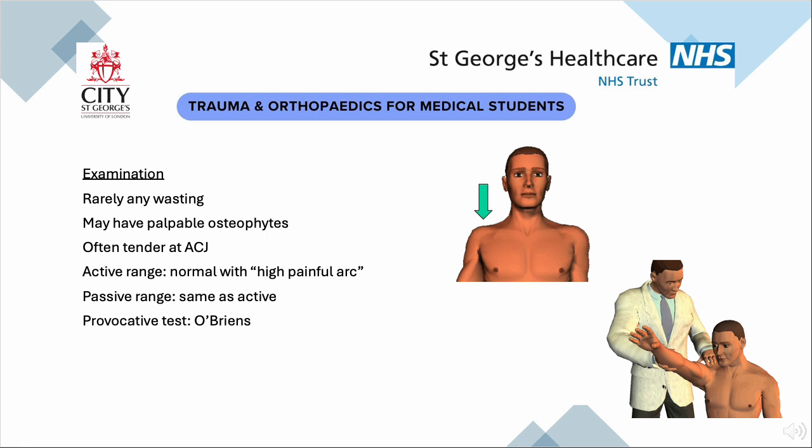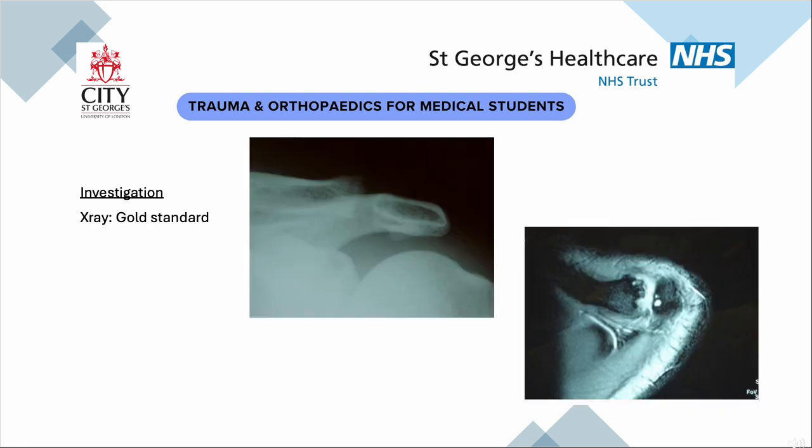There is a test for the AC joint, which is classically the O'Brien: sticking the hand straight out in front, turning the thumb down, pushing up when the examiner pushes down, and that should reproduce pain in the region of the joint. But like most shoulder examinations, it is a little bit unreliable.